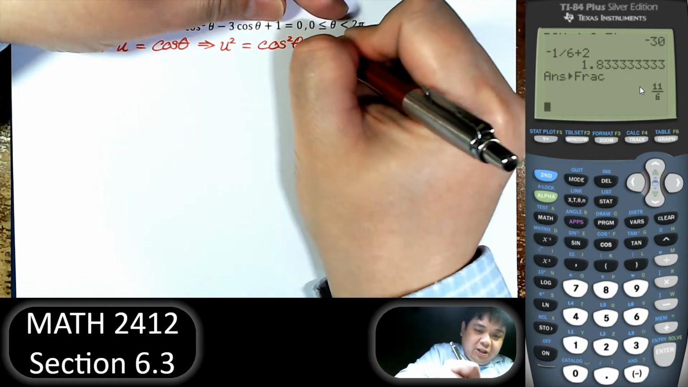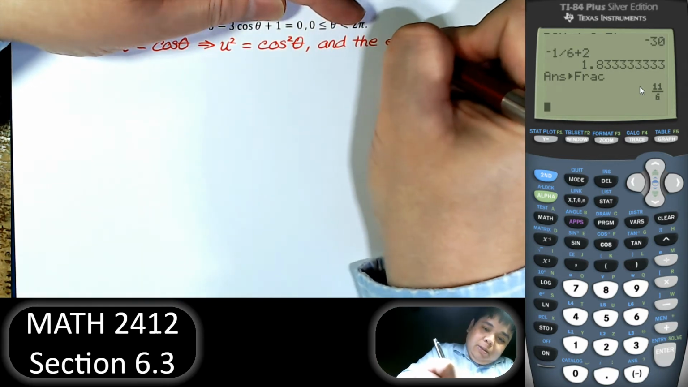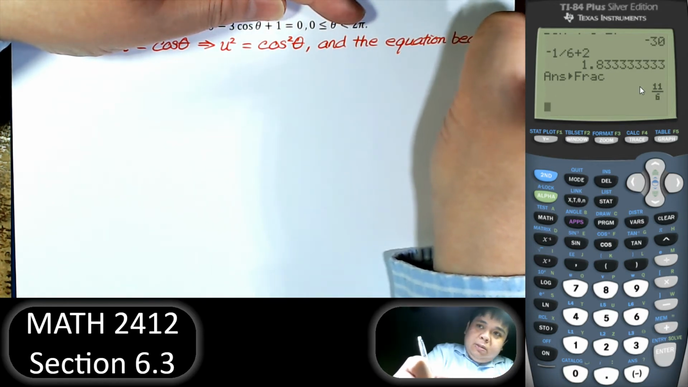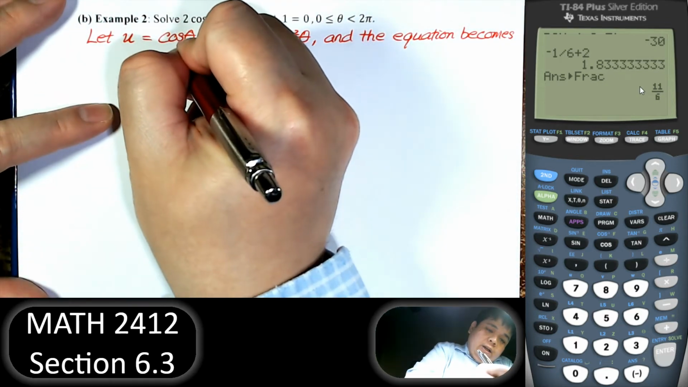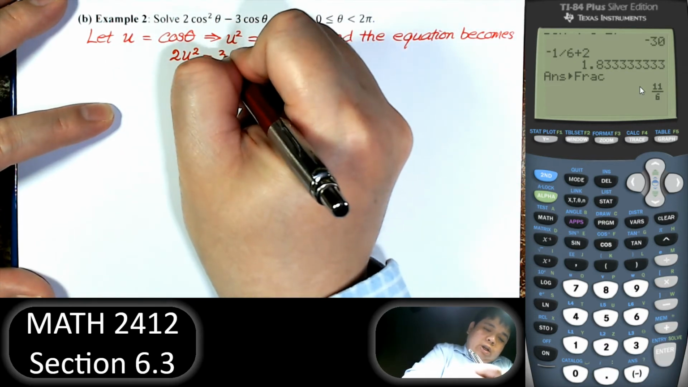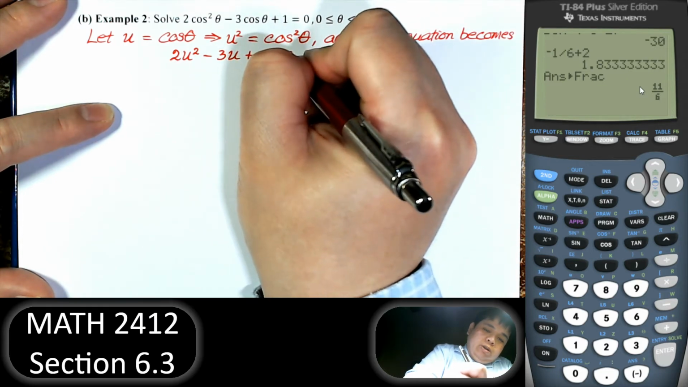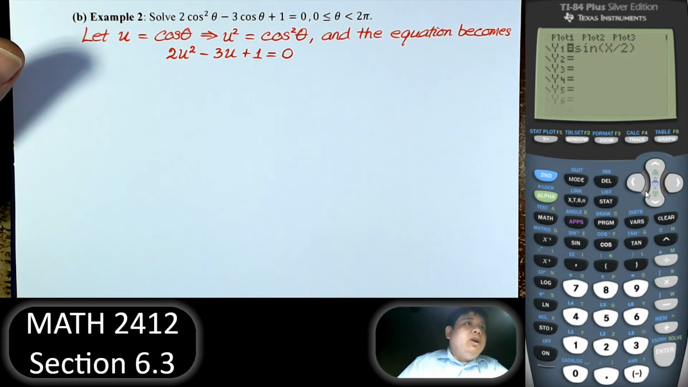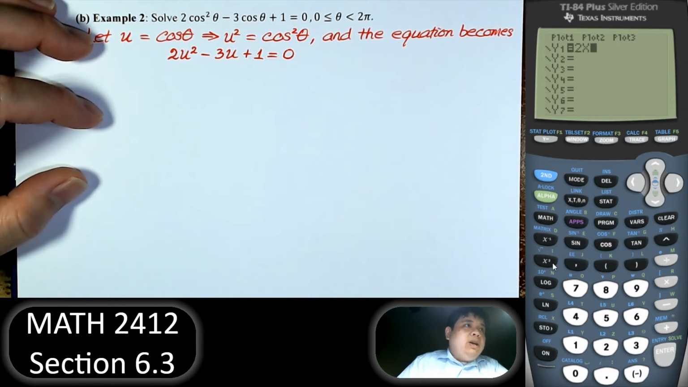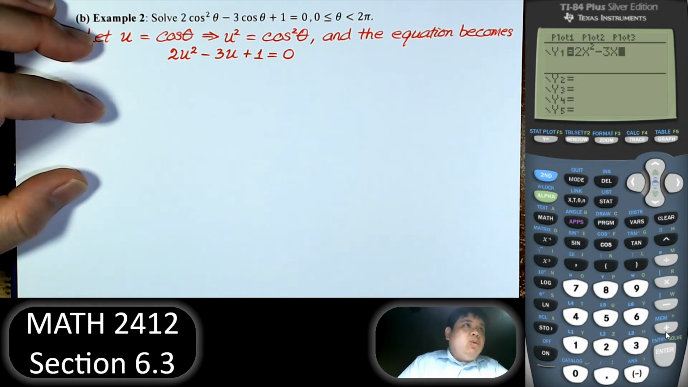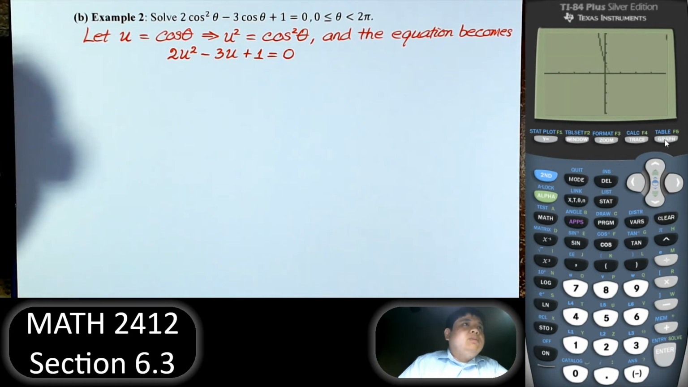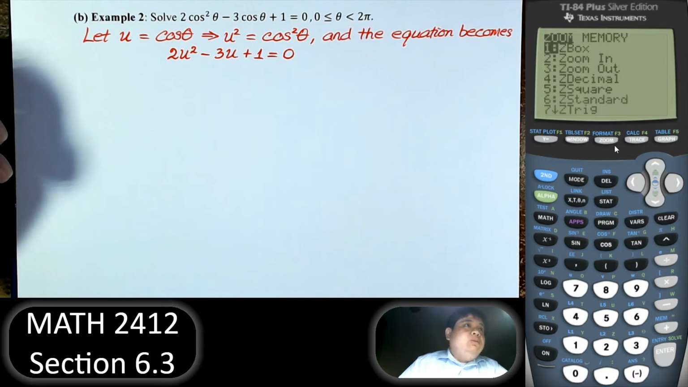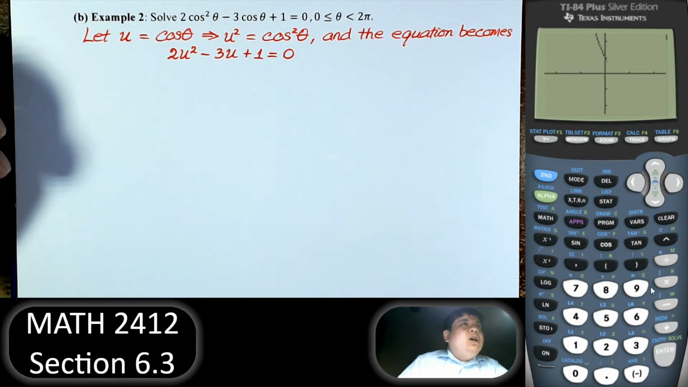And the equation becomes two u square minus 3u plus 1 equal to 0. Right. Look at the graph of that. 2x squared minus 3x plus 1. Look like we need to zoom in. So zoom in, and right, that's better. Right. So look like we have one solution is 1 and the other is 1/2.